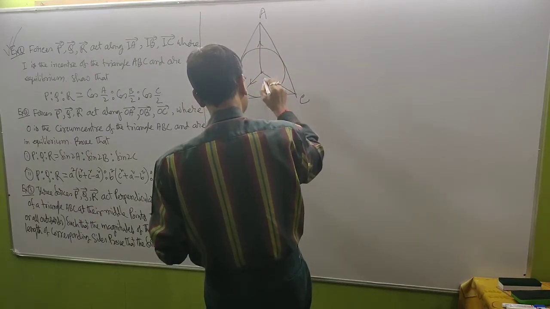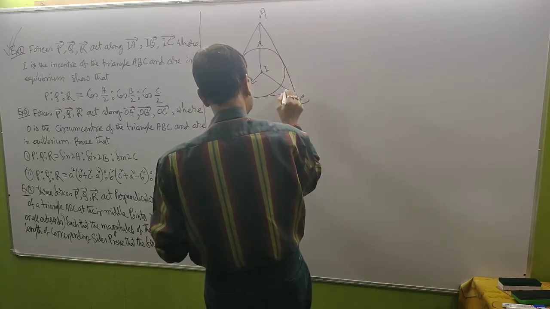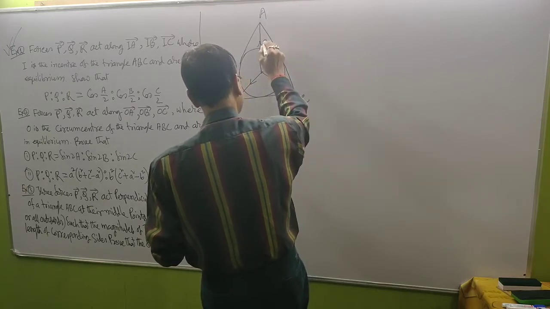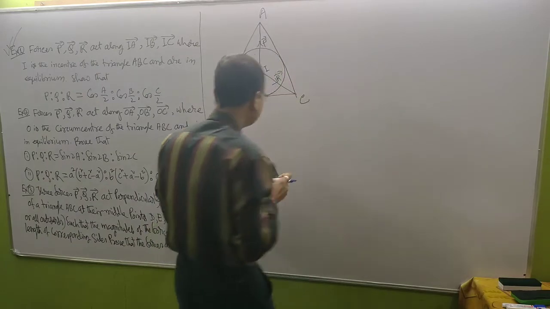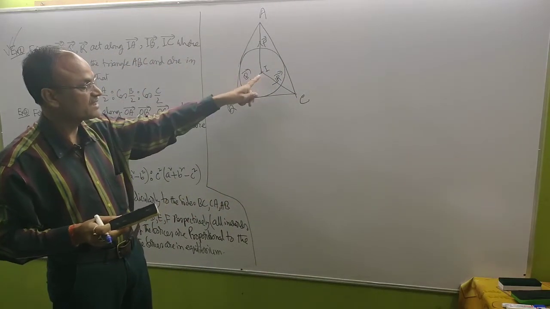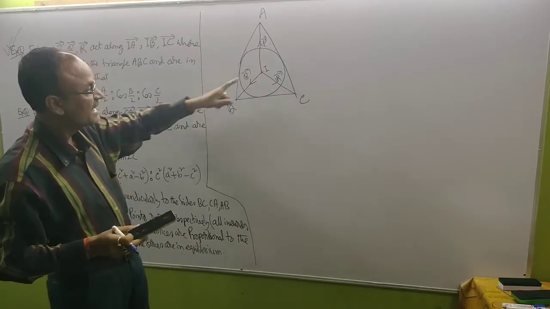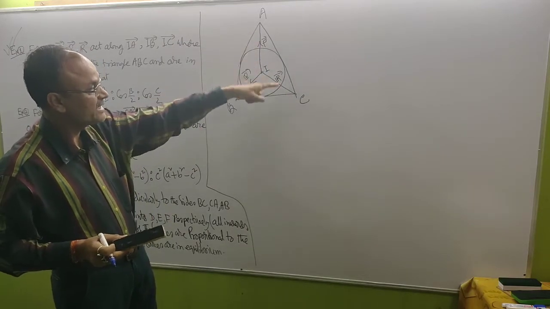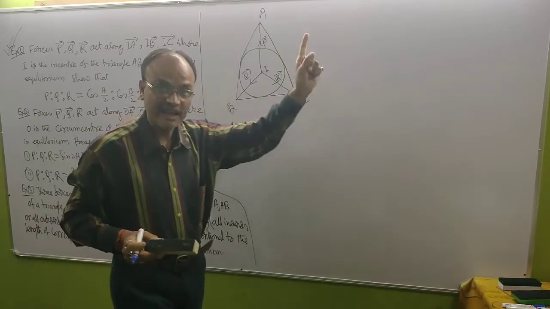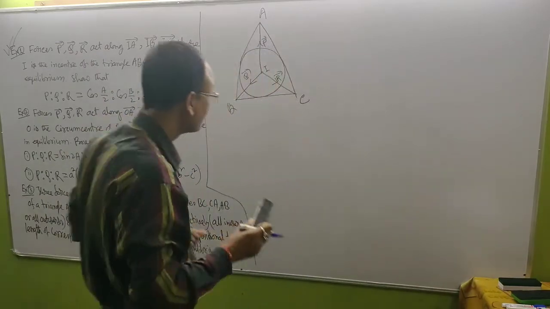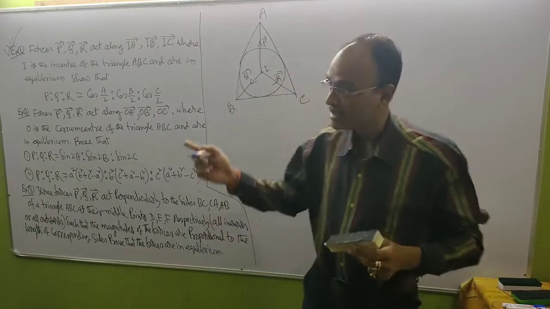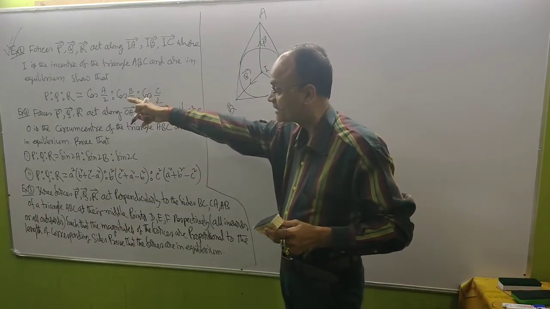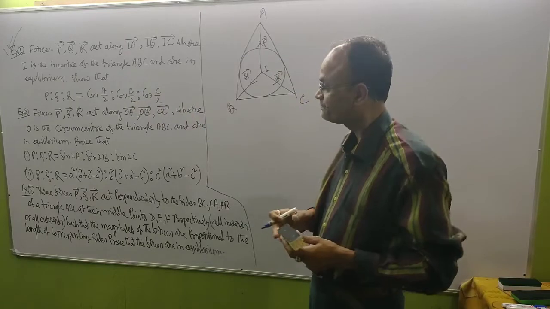IA, IB, and IC. This P force, Q force, and R force. I is the incenter of the triangle ABC, which means I is the center of the circle. And the three forces P, Q, R are acting along IA, IB, IC respectively, and are in equilibrium. Then we have to show that P is to Q is to R is equal to this.